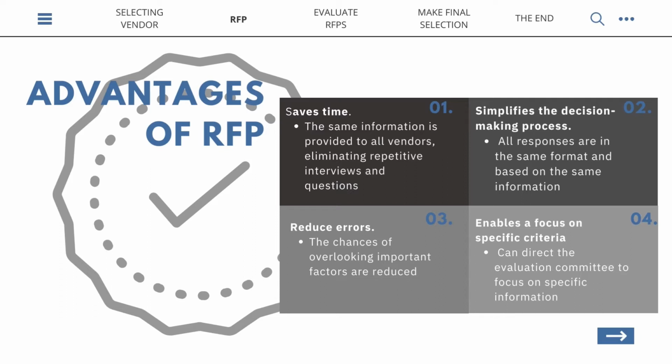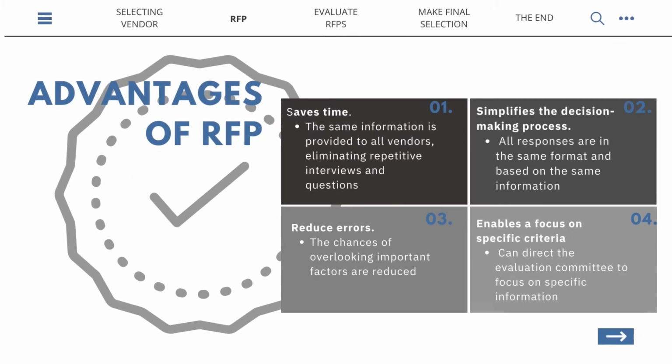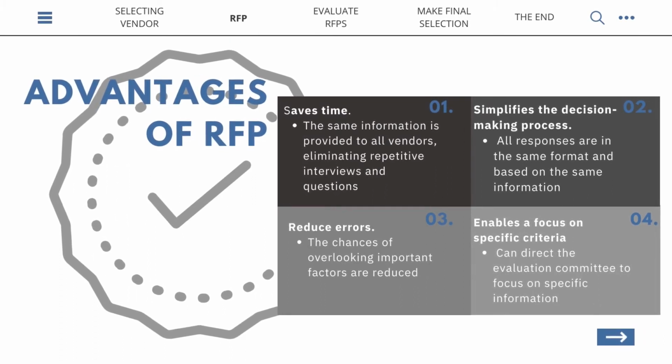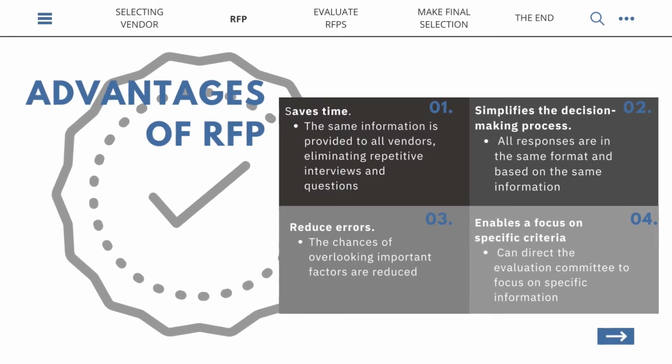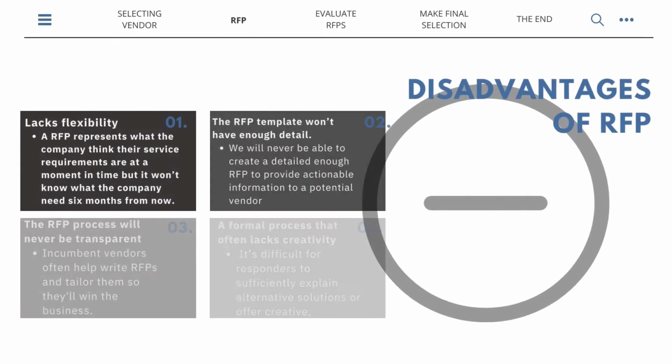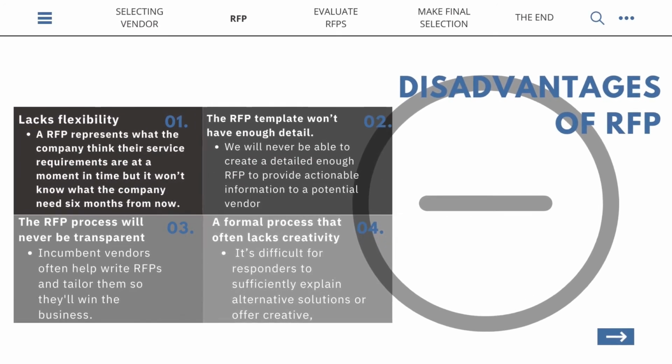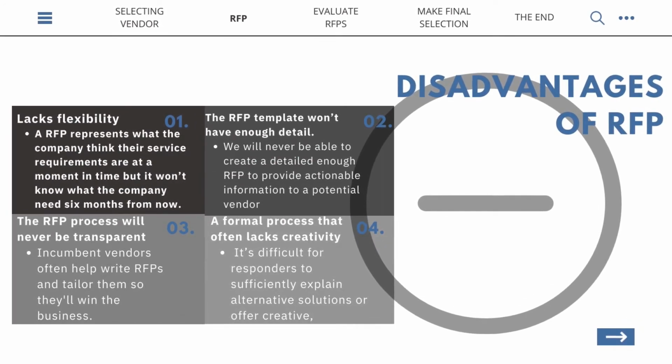Other than that, an advantage of RFP is that it can reduce error. The chances of overlooking important factors are reduced. The last one is that it can enable a focus on specific criteria, like the vendor selection team can direct the evaluation committee to focus on specific information. This ensures that the evaluation committee won't be influenced by other information that is not needed to compare one vendor's platform to another. Although the RFP procurement process has a number of benefits, it also has some downsides.